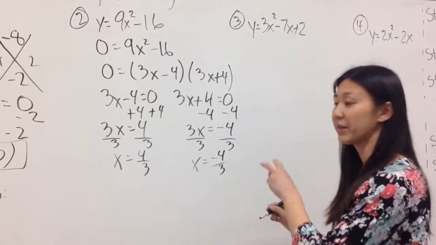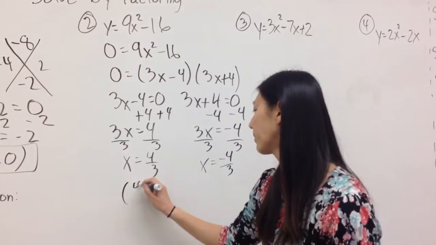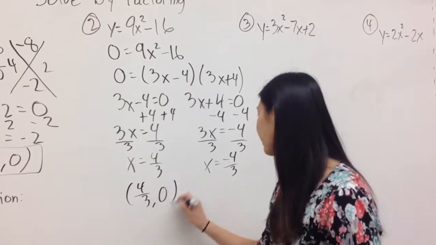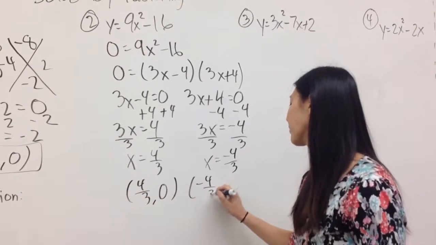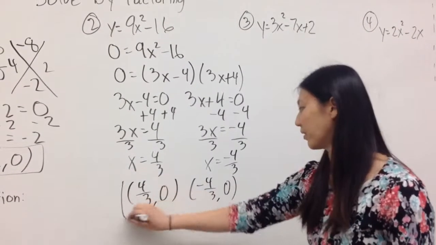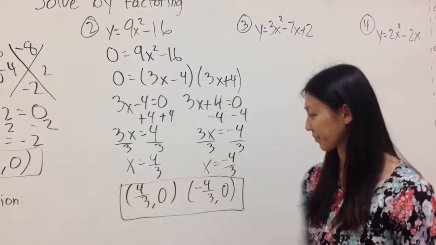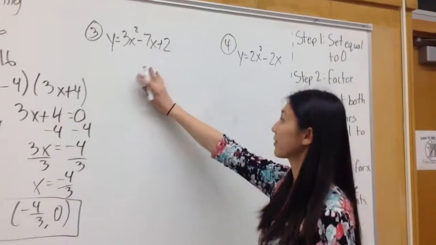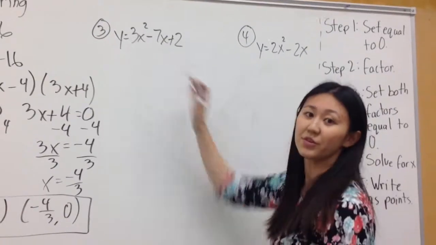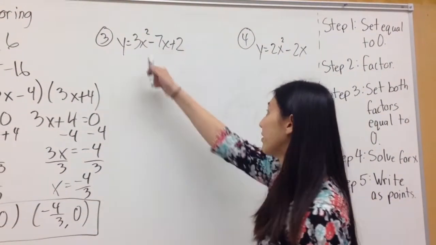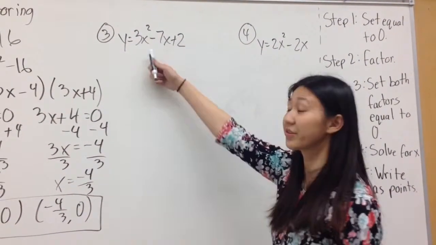Now, if you recall, I write them as points. So it's going to look like (4/3, 0) and (-4/3, 0). So those are my answers. Okay, next one. So if we look at this one, there's 3 terms here, right? I have an x squared, an x, and a 2, but it's not just x squared anymore.